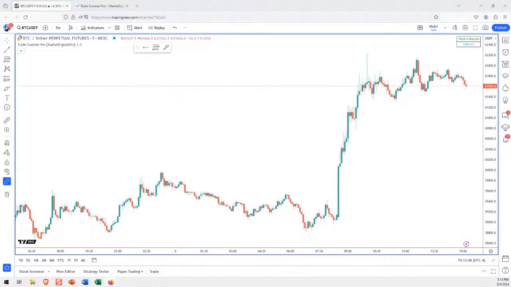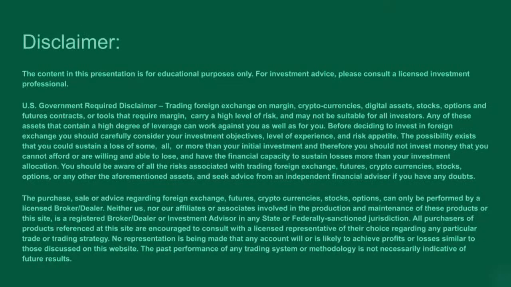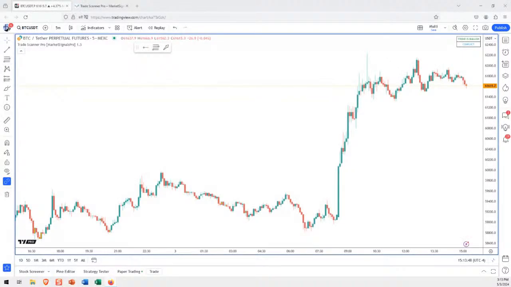This is for educational purposes only. For investment advice, please consult a licensed investment advisor. What we're going to do first is talk about how to set up the trade scanner properly, and then I'm going to make some points about that, and then we're going to look for trades. If you're new to the trade scanner, welcome.